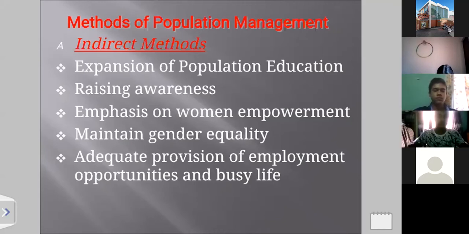And if the women are educated, then they also start to manage the family as well as to control the population growth rate. So that's why emphasis on women empowerment is the third indirect method of population management.